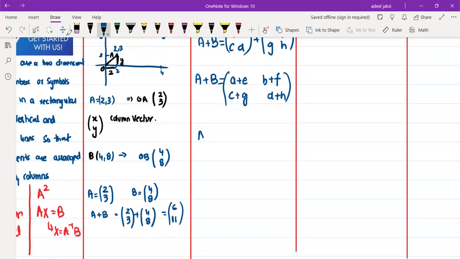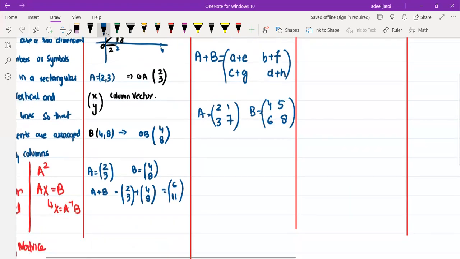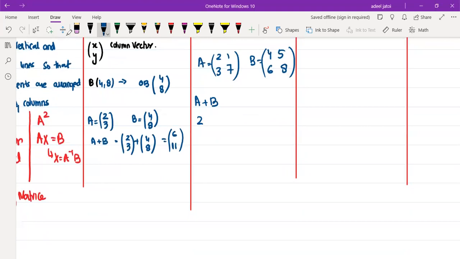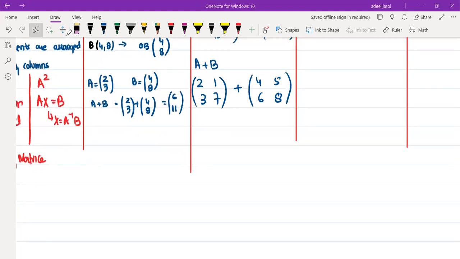On the other way, if I say that A is equal to 2, 1, 3, 7, and B is equal to 4, 5, 6, and 8, and I've been told A plus B, what am I supposed to do? 2, 1, 3, 7 plus 4, 5, 6, and 8. So 2 plus 4 will become 6. 1 plus 5 will become 6. 3 plus 6 will become, and 7 plus 8.